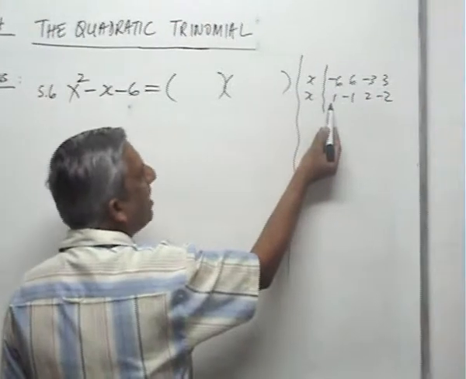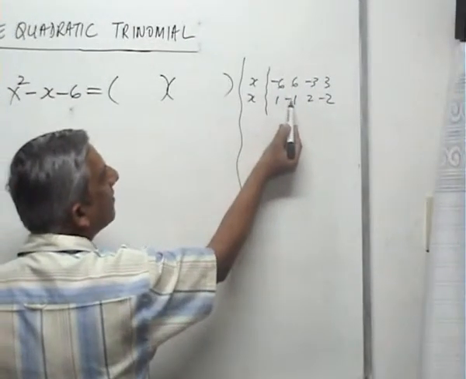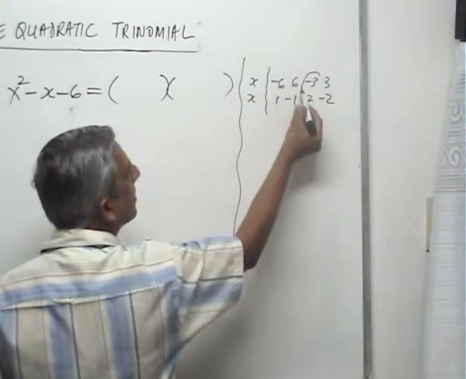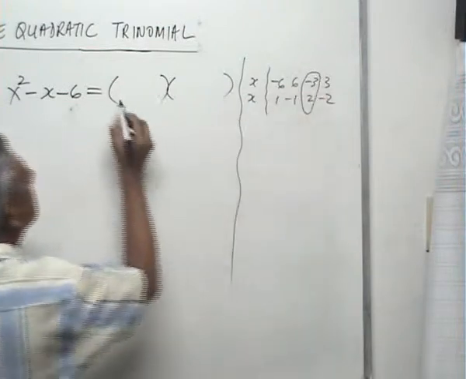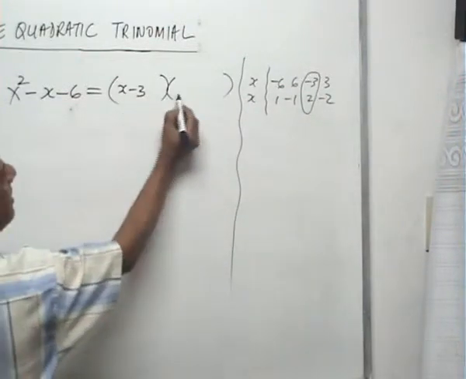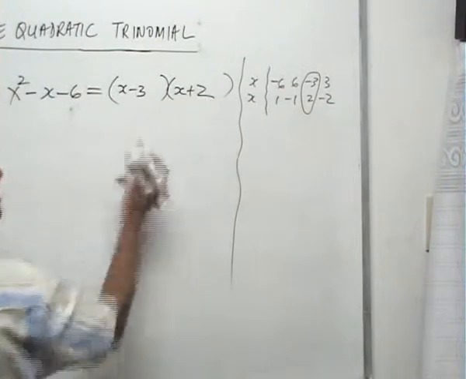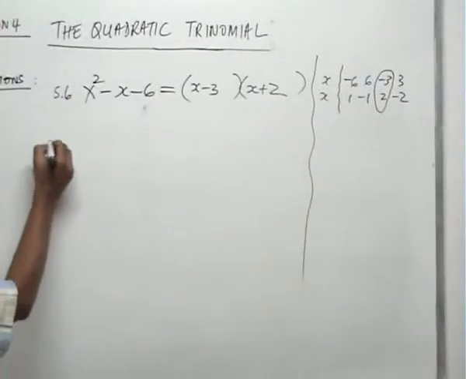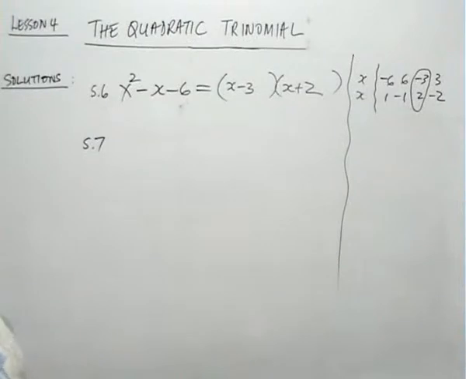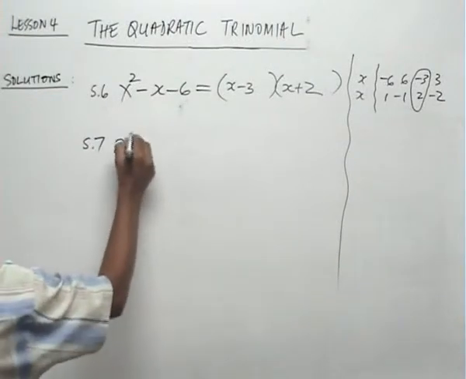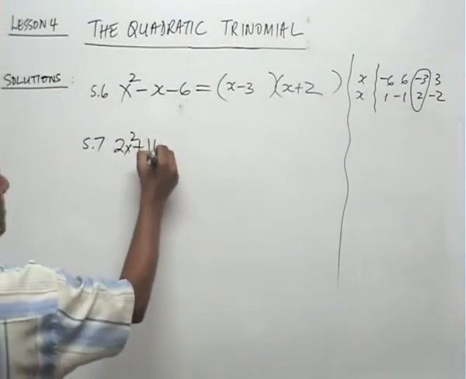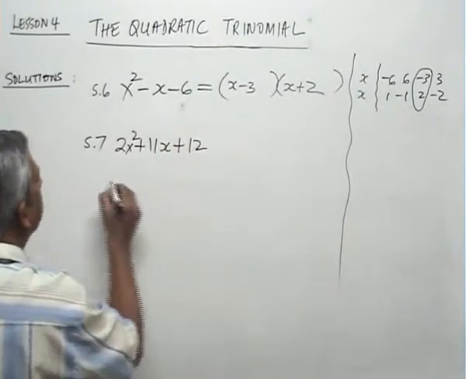If I add these two, I get minus 5. This gives me plus 5. This gives me minus 1. Oh, so it's this one. So it's x minus 3 into x plus 2. 5.7, 2x squared plus 11x plus 12.